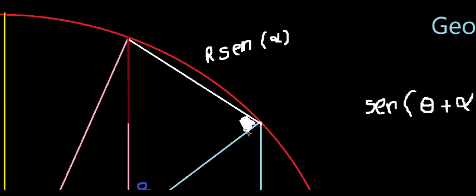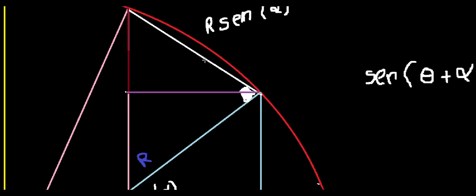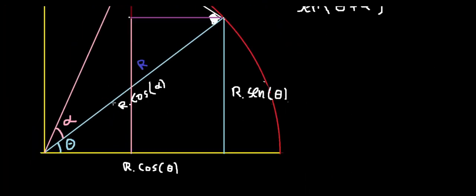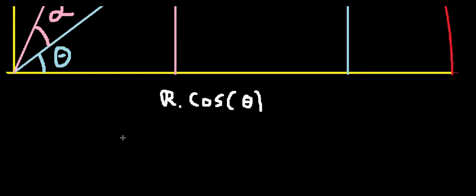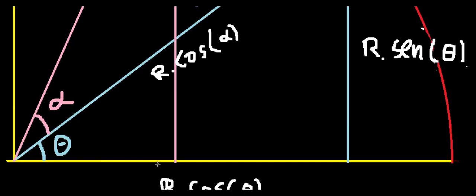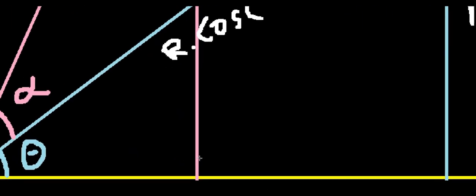So the red line and the purple line. This yellow line with the pink line is orthogonal.